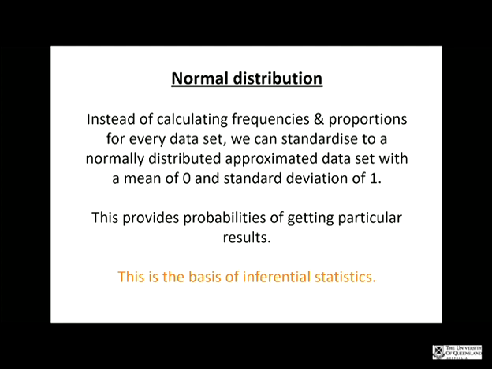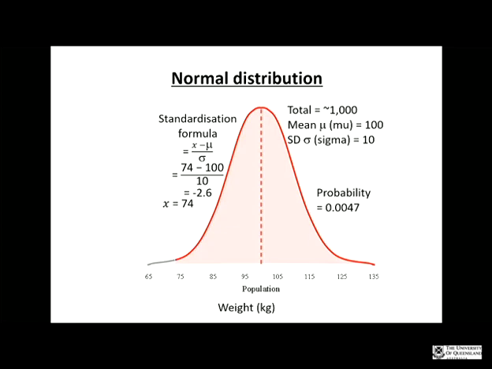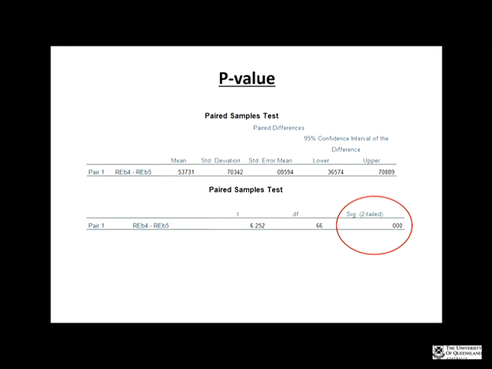Okay, so instead of calculating frequencies and proportions for every data set, we can standardise, which is what we've done. We can provide probabilities of getting particular results, and that is the basis of inferential statistics, okay? You could work it all out, but when you're reading a p-value, you're looking at that probability there. That's a two-tailed significance, okay?